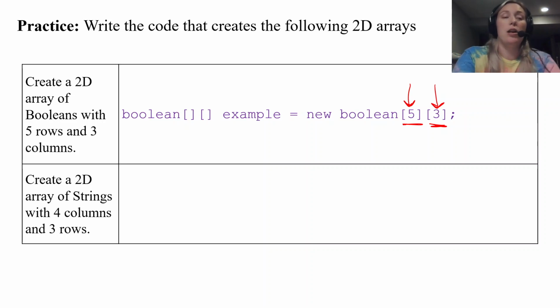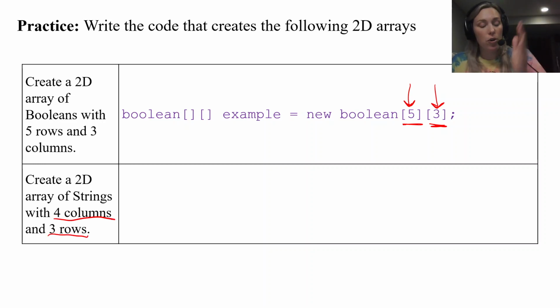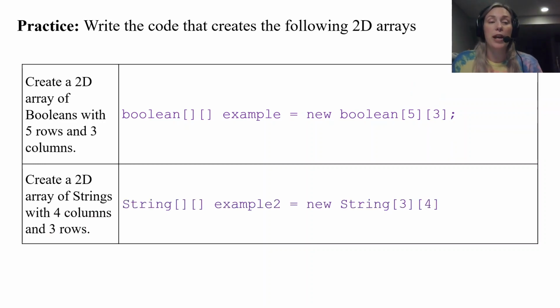So here, still be careful, 4 columns, 3 rows, okay? Rows still have to come first, okay? So you're going to have 3 rows and 4 columns right there. Okay. All right, and that's creating two-dimensional arrays.